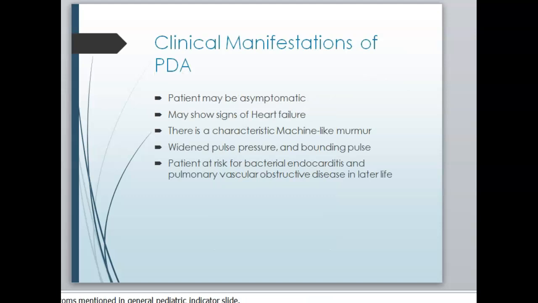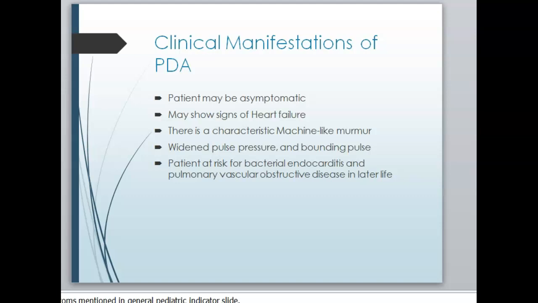Clinical manifestations of PDA. The patient may be asymptomatic. They may show signs of heart failure. There's a characteristic machine-like murmur. See if you can Google that sound on YouTube, or I'm hoping that in Sims you can schedule a time, if you're allowed on campus, to go and listen to that particular machine-like murmur. There's also a widened pulse pressure and bounding pulse. The patient is at risk for bacterial endocarditis and pulmonary vascular obstructive disease in later life.